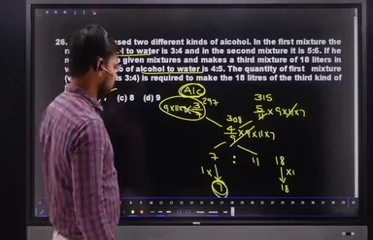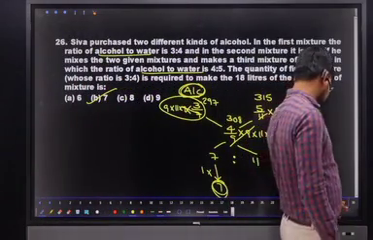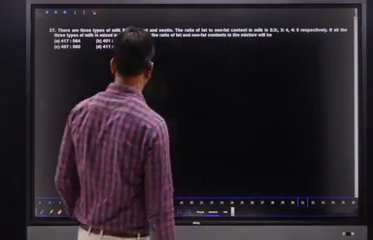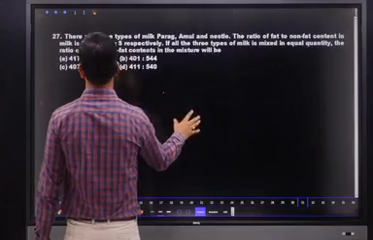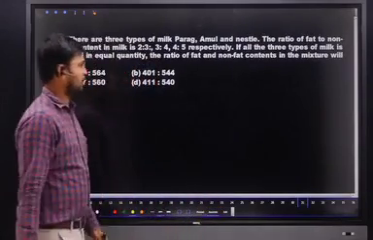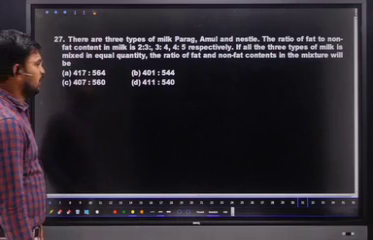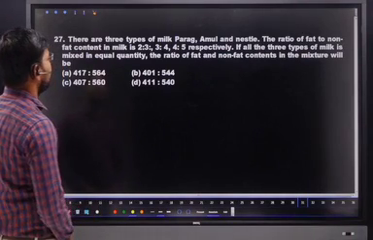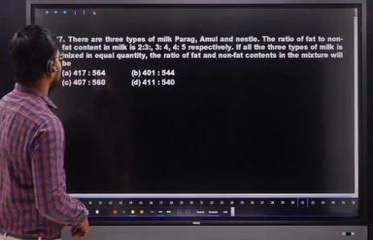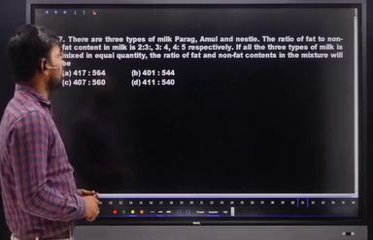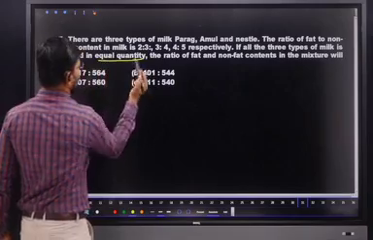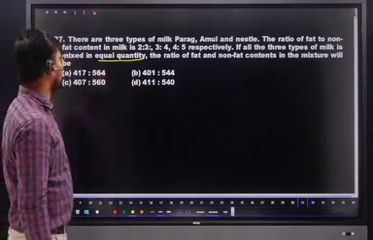Shall I go for the next question? Just read the 27th question. There are three types of milk: Parag, Amul and Nestle. The ratio of fat to non-fat contained in milk is 2:3, 3:4 and 4:5 respectively. If all the three types of milk are mixed in equal quantity, the ratio of fat and non-fat content in the mixture will be dash.